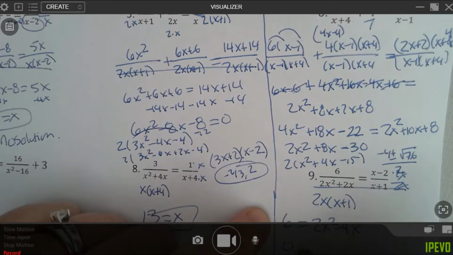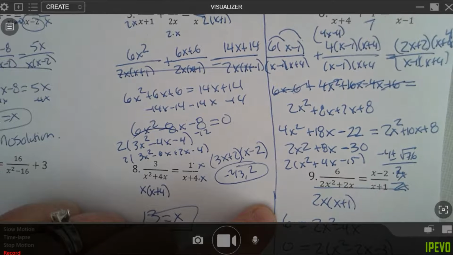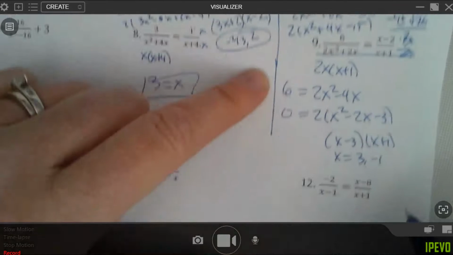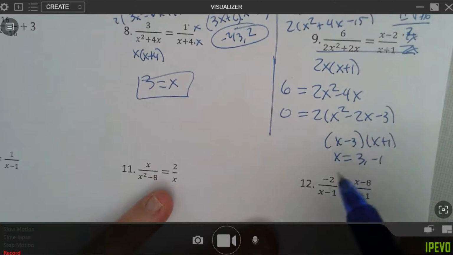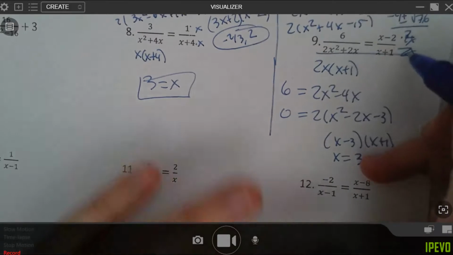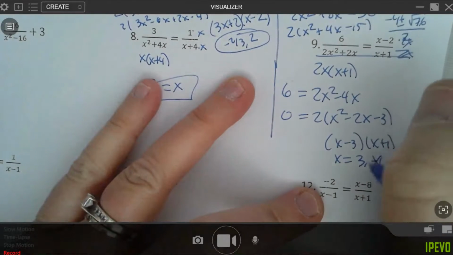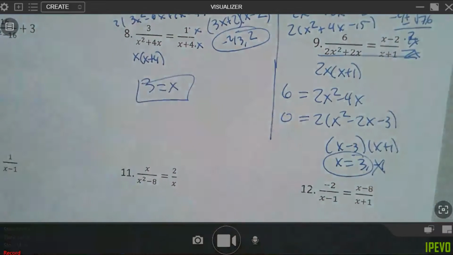I'm going to bring this over to 0 and pull out a 2 at the same time. So this would be minus 3 and a positive 1. So we get 3 and -1. Neither of these make the bottom equal 0. So they're good. Oh wait, -1 does. Just kidding. So 3 is the only real solution to that one.